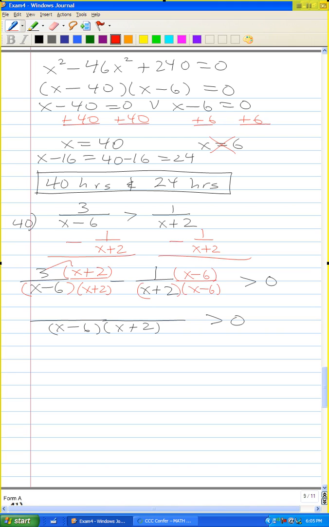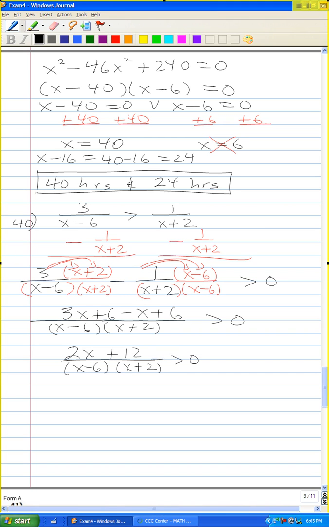And so multiply the 3 in the parentheses, the negative 1 inside the parentheses. And so I get 3x plus 6 minus x plus 6. And so let me combine like terms. So if I do that, I get 2x plus 12 over x minus 6, x plus 2 greater than 0.